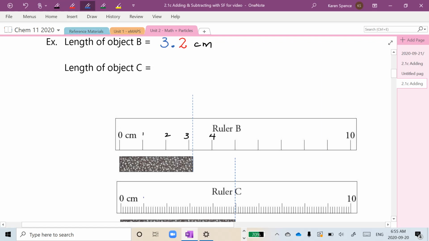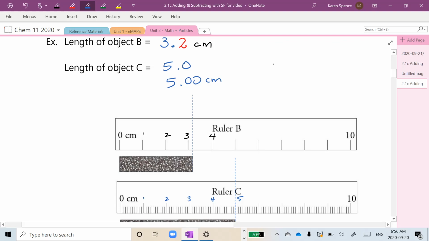Now we're going to look at the length of object C. In this case, we have 1, 2, 3, 4, and to me it looks like it's just before the 5 centimeter mark. But for the purposes of this, I was just looking at it and it looked like it was right at 5. So let's say I thought it was 5 centimeters. Now, is this 5.0 or is it 5.00 centimeters? Pause the video for a moment and answer that for yourself.